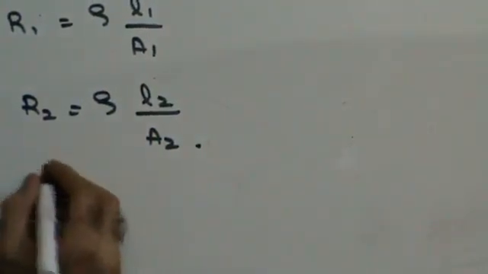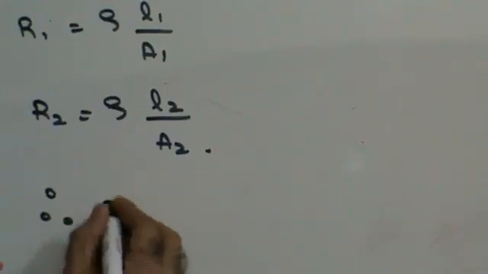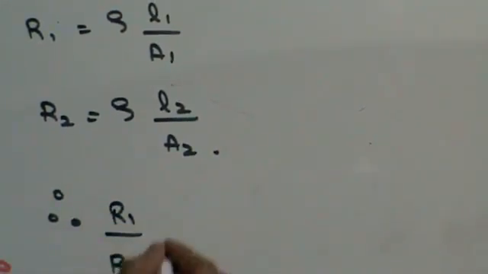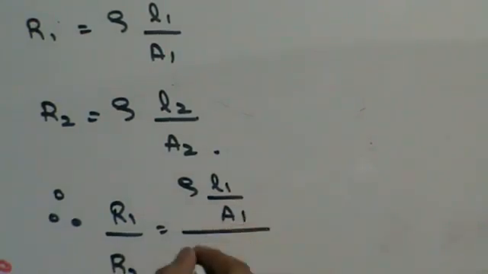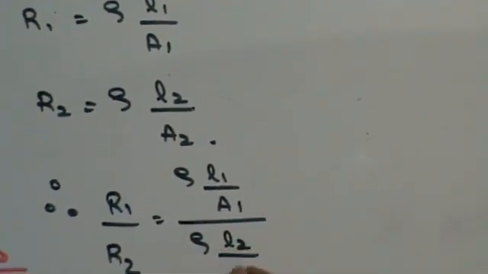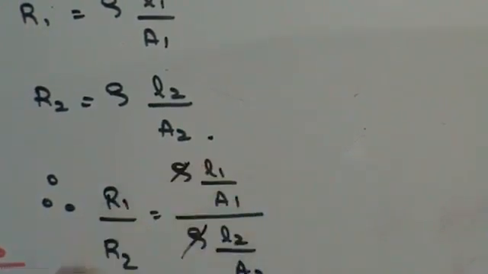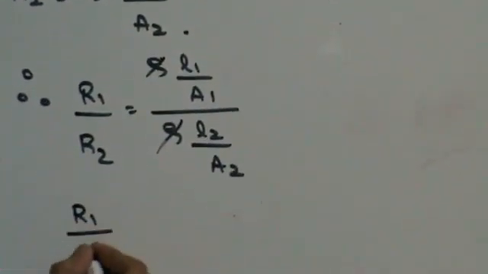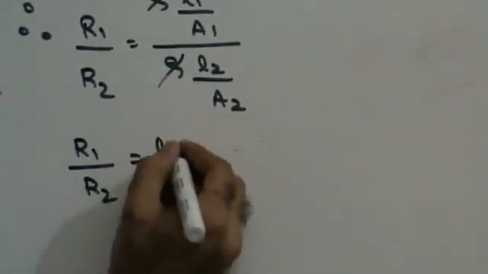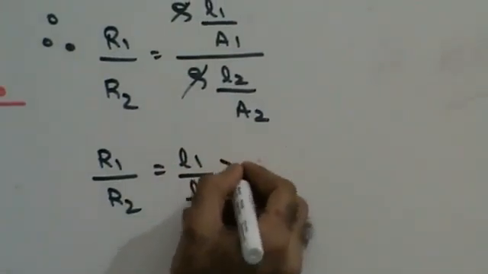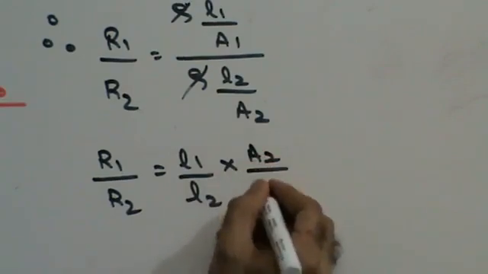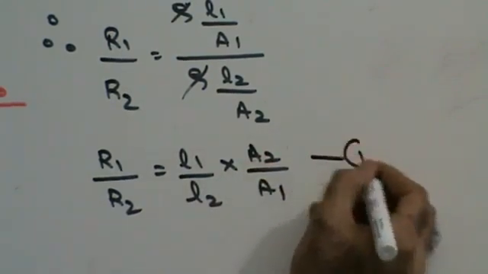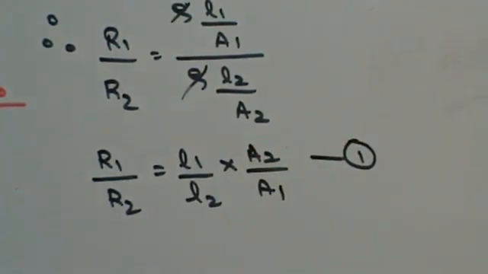Divide the two equations. So R1 upon R2 is equal to rho L1 upon A1 divided by rho L2 upon A2. Rho and rho get cancelled. So I'll get R1 upon R2 is L1 upon L2, and the denominator of the denominator becomes the numerator, so that will be A2 upon A1. Call this equation 1.